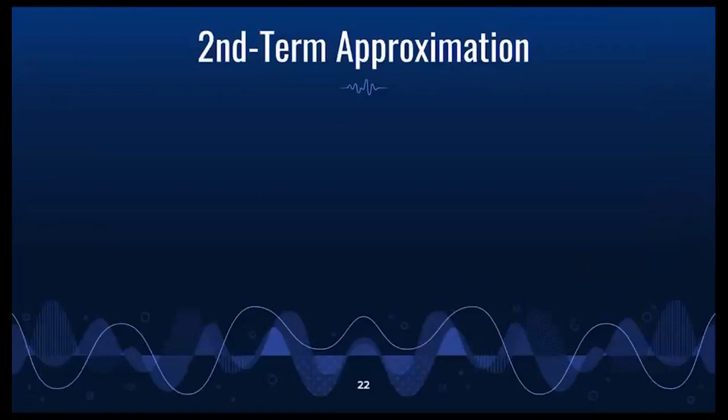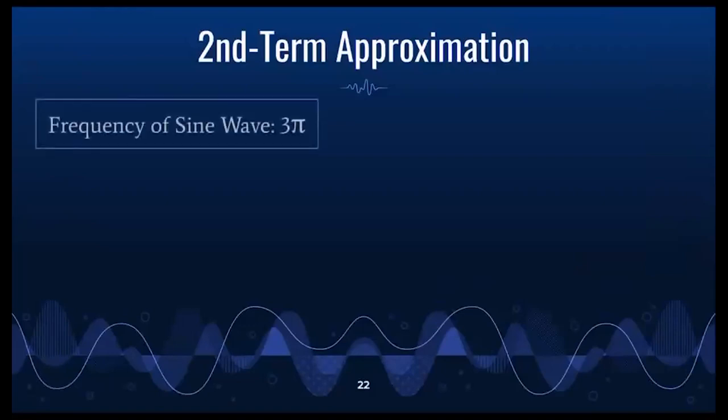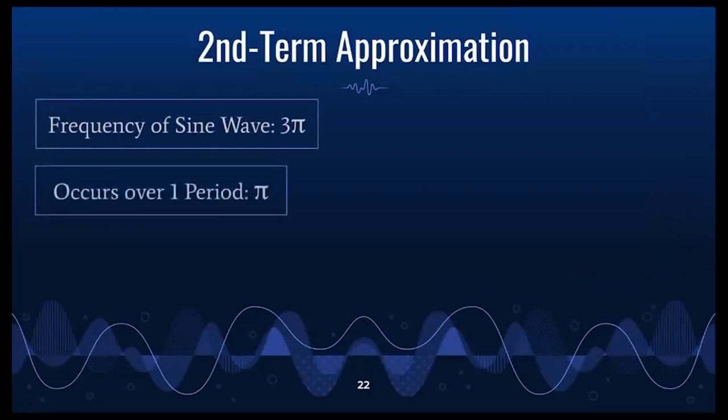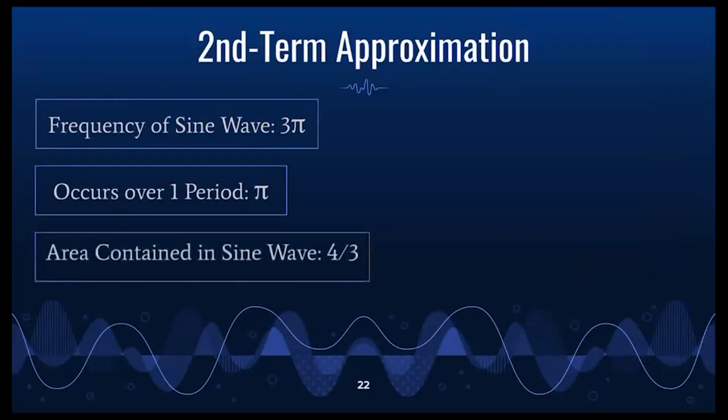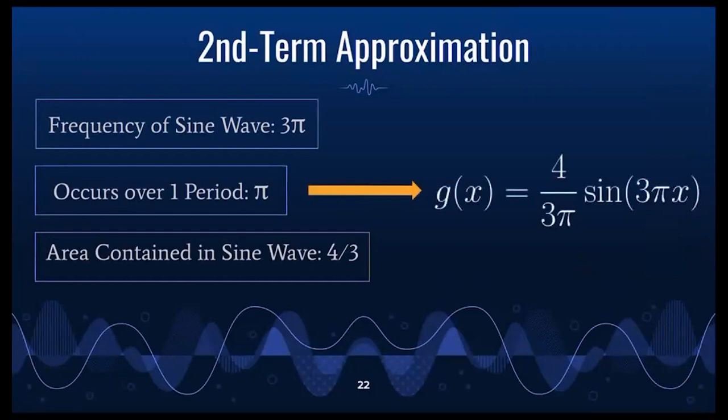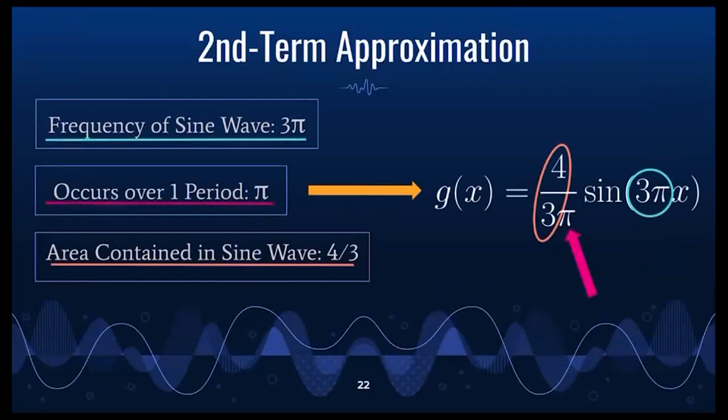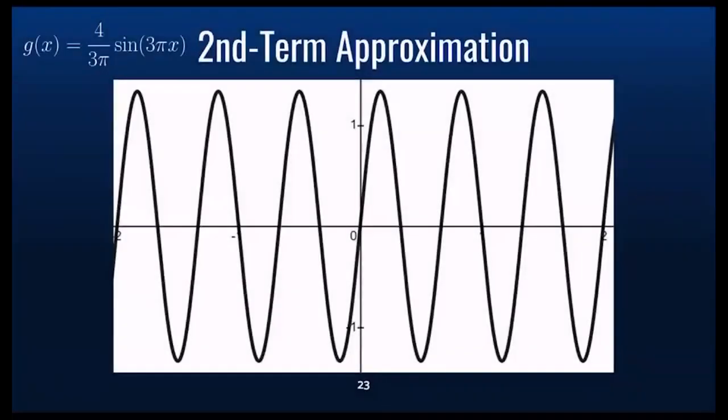And we can use that information to form a second term approximation. The frequency of our sine wave, as I said, increased to 3 pi now. It occurs over one period, and you derive pi from that in the same way that we did with our last wave. And then the area contained within the sine wave is 4/3, which is 1/3 of the previous area we looked at. And we can use this information to form another second term approximation. And you can see where this information is present in this new approximation term. Now, when I graph this term alone, it doesn't look impressive. This looks nothing like a square wave.